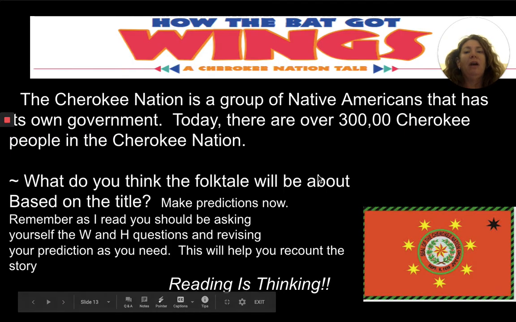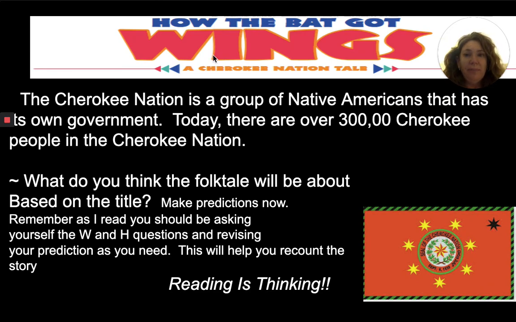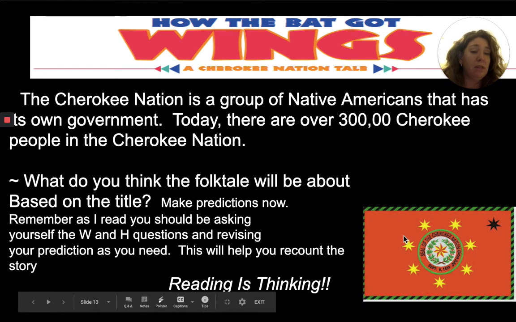All right. You are going to be reading How the Bat Got Wings. It's a Cherokee Nation tale, so I wanted to give you a little bit of background. First off, what is the Cherokee Nation, right? Do you know? You may have heard of the Cherokee Indians before, but the Cherokee Nation is a group of Native Americans that has its own government, okay? And they live here in the United States. Today, there are over 300,000 Cherokee people in the Cherokee Nation. And down here, this is their flag.